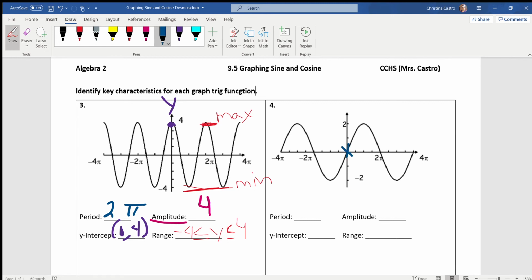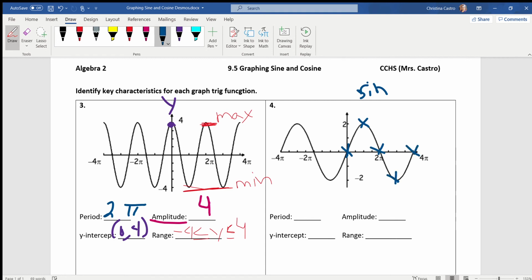Again, think about the pattern. This is starting at center, so likely this is a sine graph right here. This is starting at center. So we got center, high, center, low, and center.